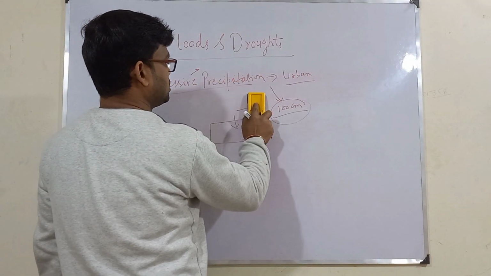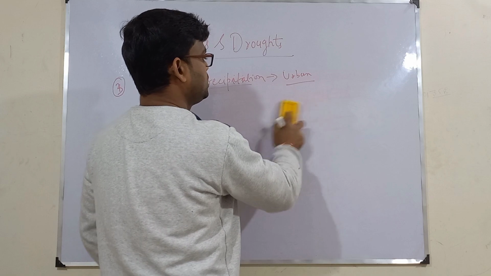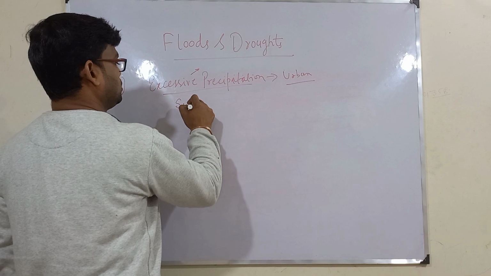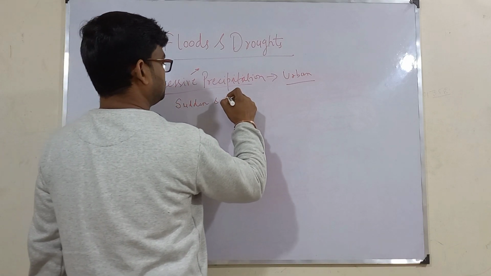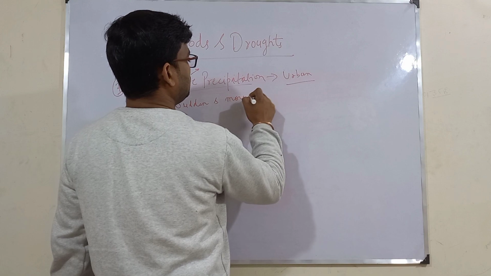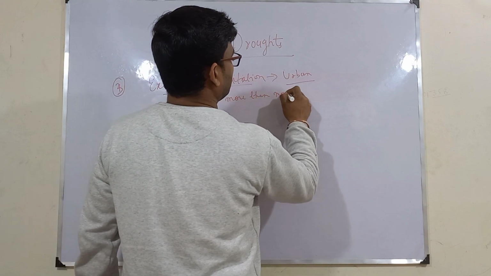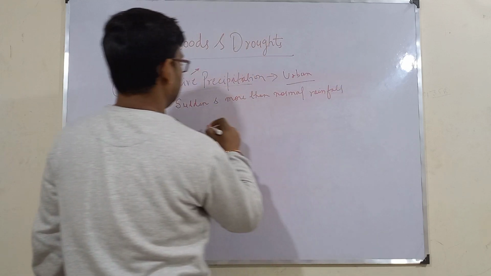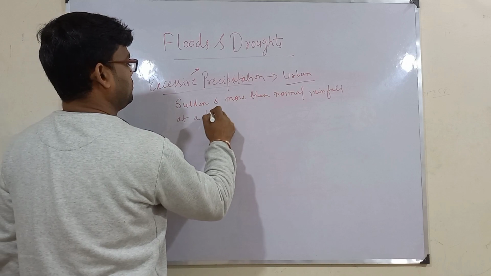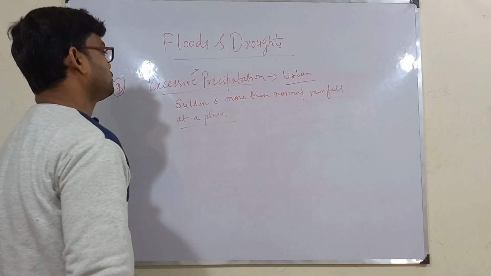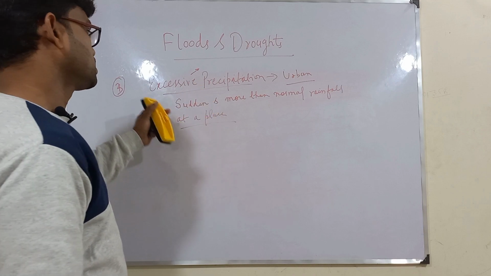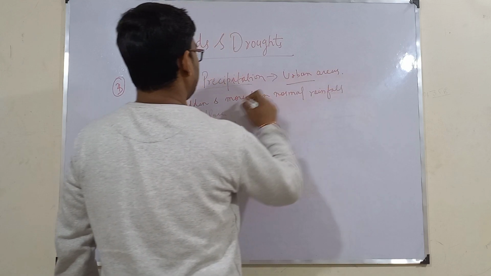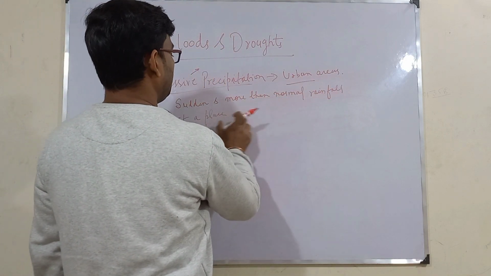So the third point is excessive precipitation. This happens in urban areas, and due to sudden and more than normal rainfall at a place. So you can write under this excessive precipitation, third point: it generally happens in urban areas. And why does it happen? Due to sudden and more than normal rainfall at that place.